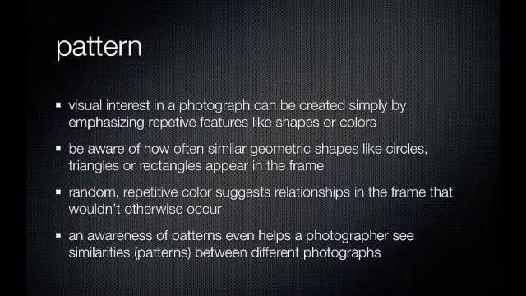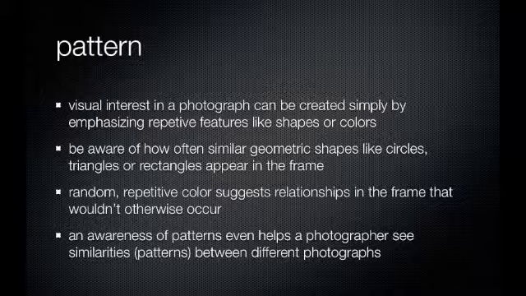So the next thing we'll talk about here is pattern. Visual interest in a photograph can be created simply by emphasizing repetitive features like shapes or colors. So you should start to become aware of how often similar geometric shapes like circles, triangles, or rectangles appear in the frame. Repetitive color suggests relationships in the frame that wouldn't occur otherwise. And an awareness of patterns even helps a photographer see similarities, which are actually patterns, between different photographs.